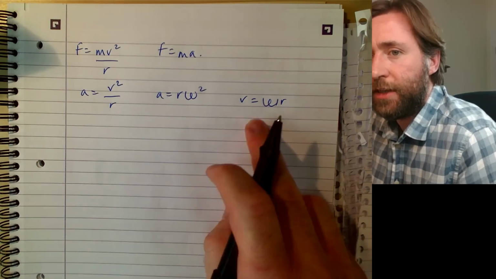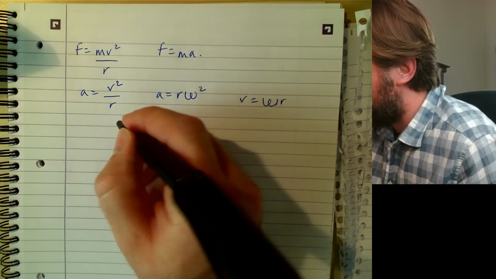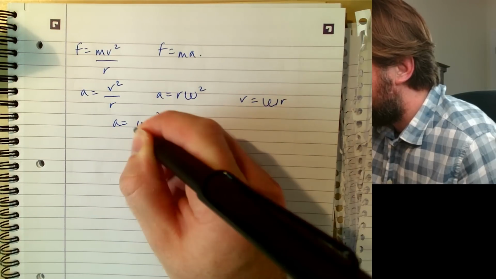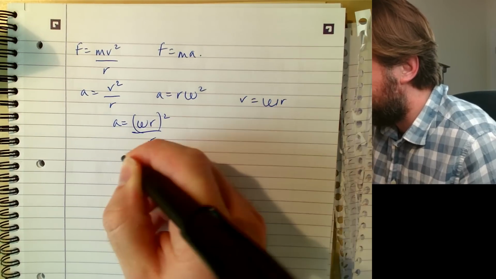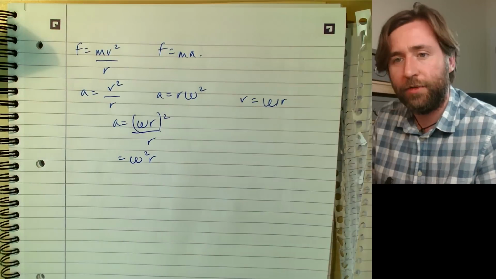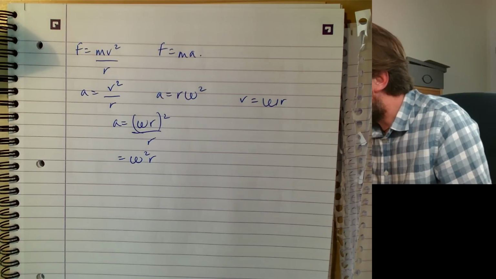Okay, so if we place that in instead of v, then we get a equals omega r squared over r, which gives us omega squared r, because we just cancelled one of those. And then you can also think about getting time in there as well.